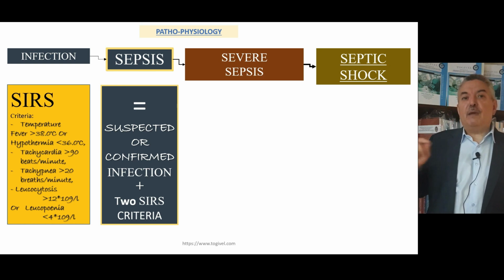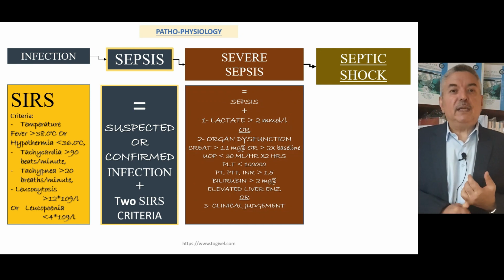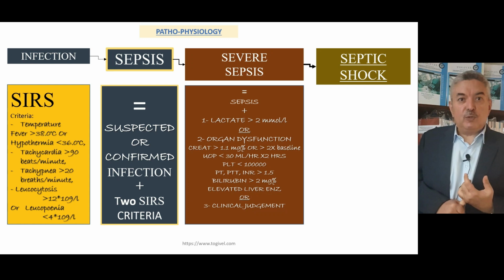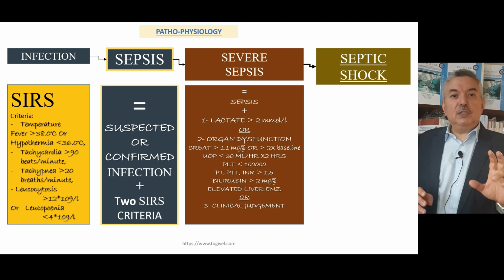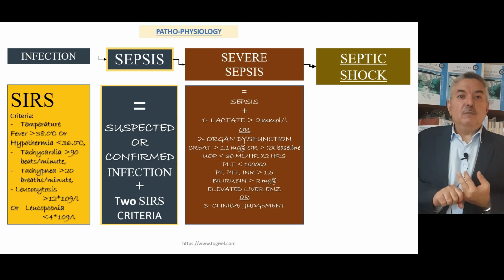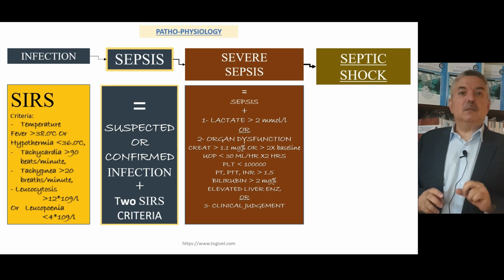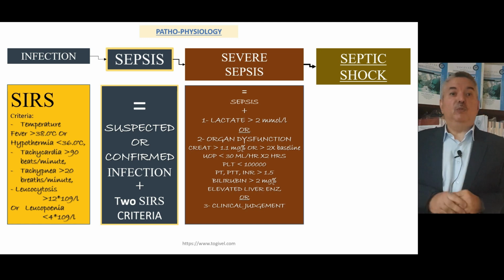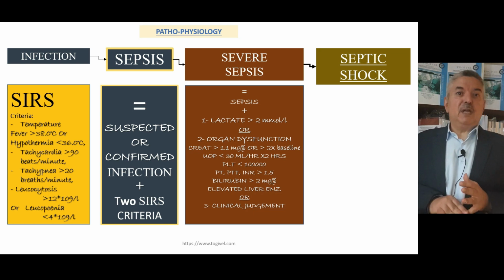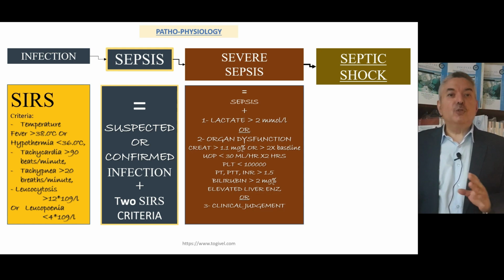And then I have severe sepsis, which is sepsis plus one of three things: either lactic acidosis with lactic acid above 2 millimoles per liter, or organ dysfunction. And organ dysfunction has specific criteria. Creatinine more than 1.1 milligram percent or twice the baseline. PTT or INR more than 1.5 times normal. Bilirubin more than 2 milligram percent. Elevated liver enzymes, and urine output less than 30 milliliters per hour for 2 consecutive hours.